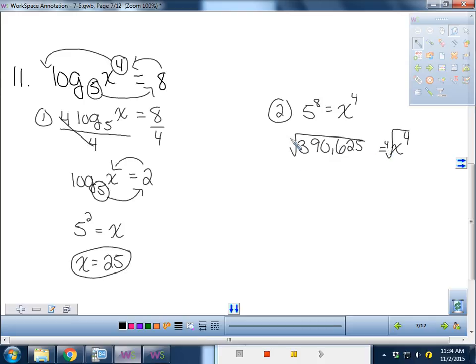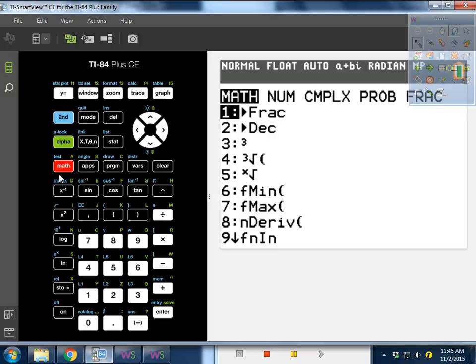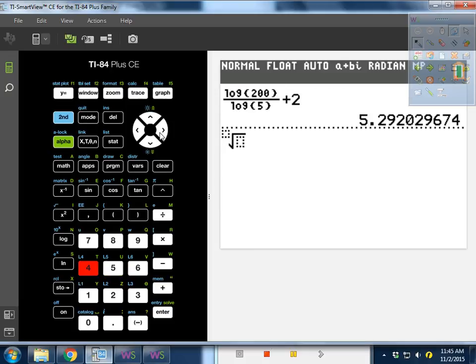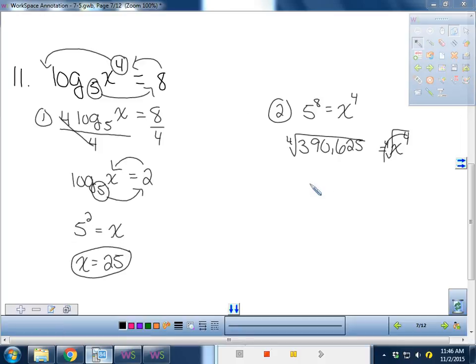Okay, and remember in your calculator, you have a button for that. If you go to Math, this little option down here with the x, option 5. I can put a little 4 out there, and then I can put 390625, and it tells me that it is 25. Whichever way you like, those are two options for you, just because you had that exponent up front.